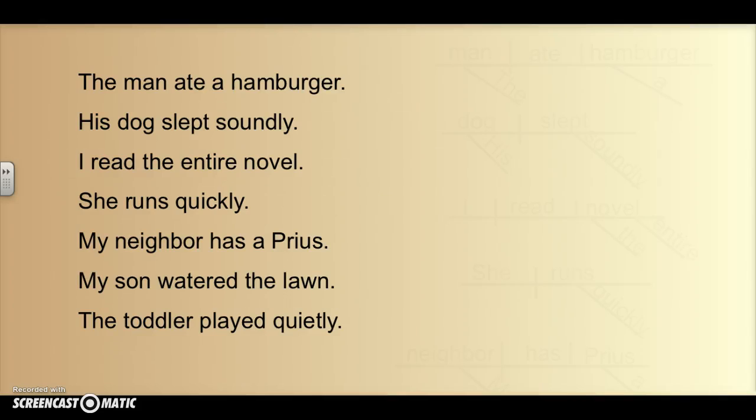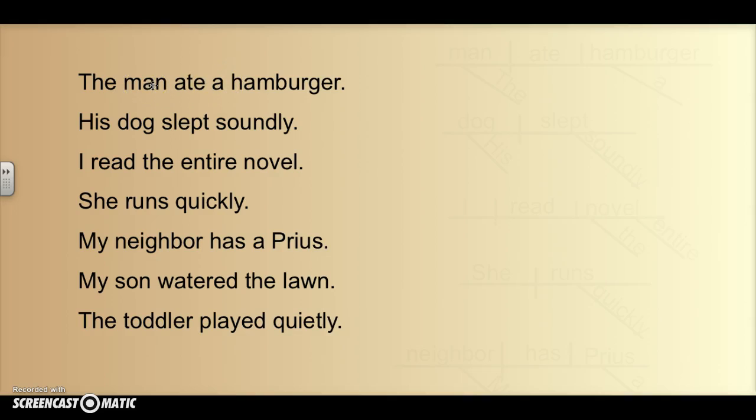So I'm going to show you the first one here, and then I'm going to want you to pause and try to diagram these on a sheet of paper or in an annotation app just to give yourself some practice. So the man ate a hamburger. In this case, stripping down the modifiers, you have the and a, the two articles, definite and indefinite article.